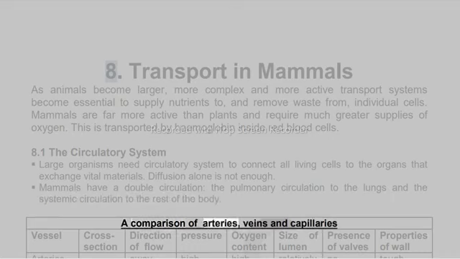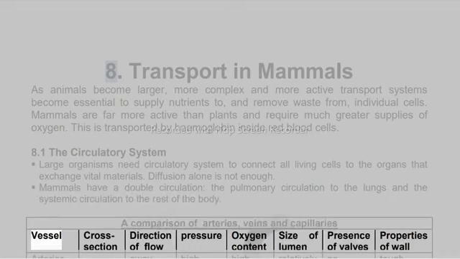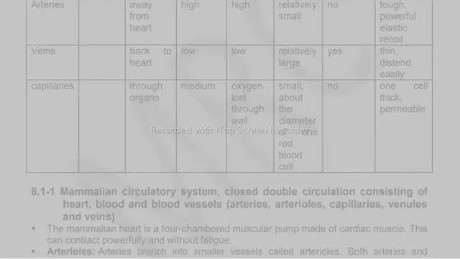A comparison of arteries, veins and capillaries: vessel cross-section, direction of flow, pressure, oxygen content, size of lumen, presence of valves, properties of wall. Arteries: away from heart, high pressure, relatively small lumen, no valves, tough wall, powerful elastic recoil. Veins: back to heart, low pressure, relatively large lumen, valves present, thin wall, distend easily. Capillaries: through organs, medium pressure, oxygen lost through wall, small lumen about the diameter of one red blood cell, no valves, wall one cell thick, permeable.